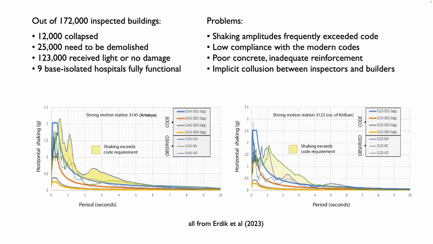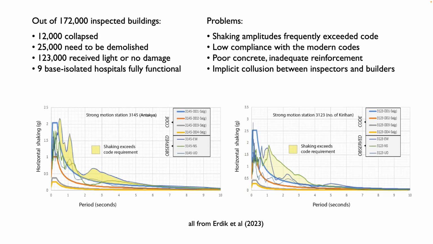Now, the other problem is low compliance with the modern codes. After the Izmit 1999 earthquakes, the codes were drastically improved, but there's insufficient compliance. And unfortunately, there's illegal activity between inspectors and builders that meant that many buildings were either below code or ultimately were admitted on the basis of a code amnesty.